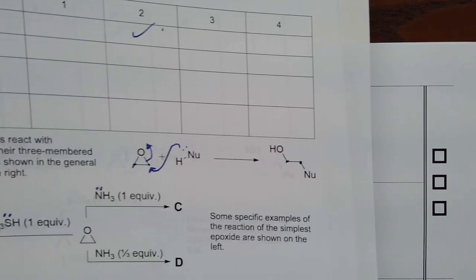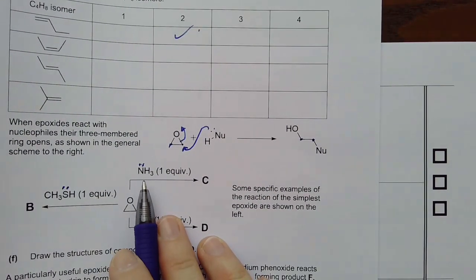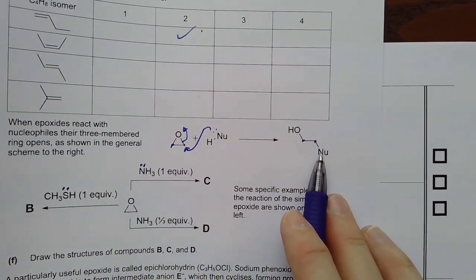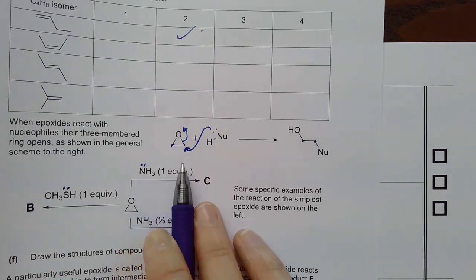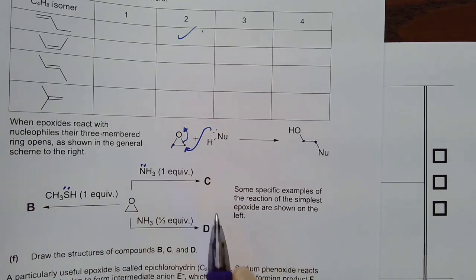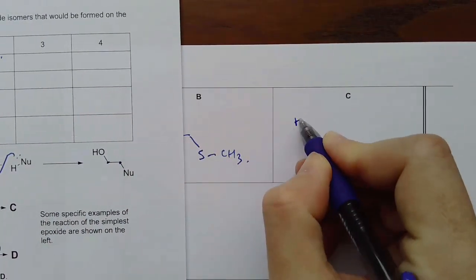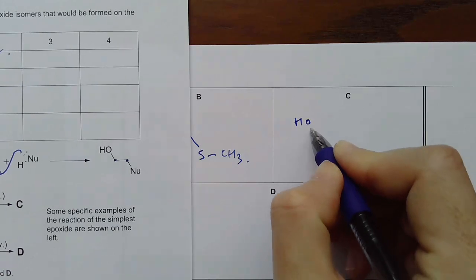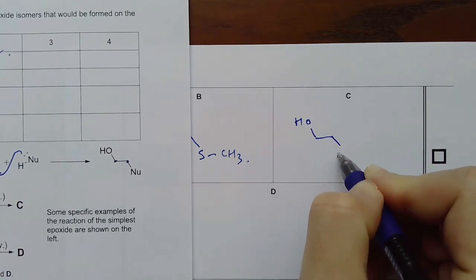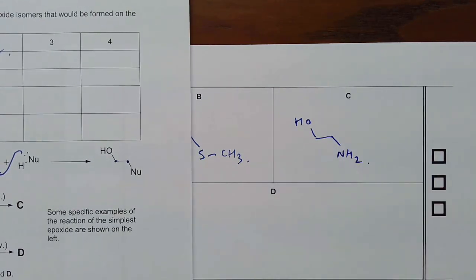Okay. Then I do the same with ammonia. This one I think is even easier. So I just replace my Nu with my NH3, but obviously I lose a hydrogen and I make the alcohol. So I'm going to get my HO, and then it's going to be NH2, like that.